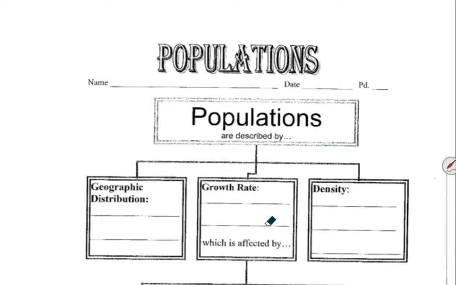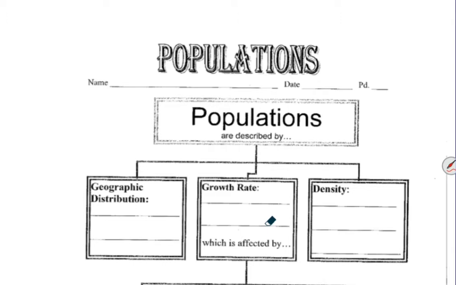Okay, so today we're going to talk about the 3 ways we define populations, and then how we can tell whether a population is growing or shrinking, increasing or decreasing.